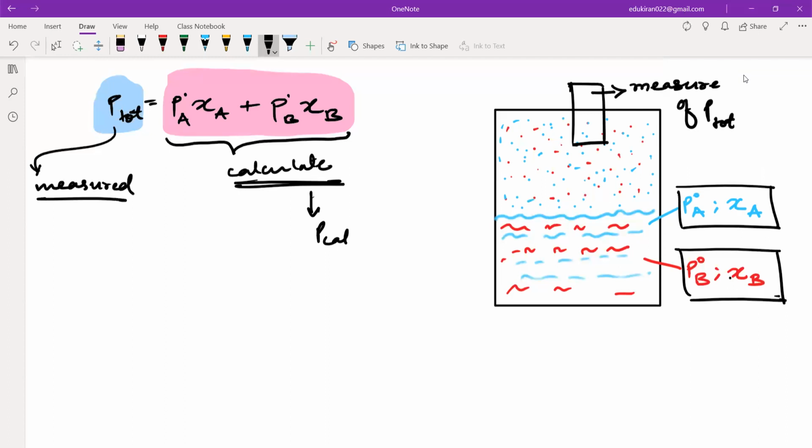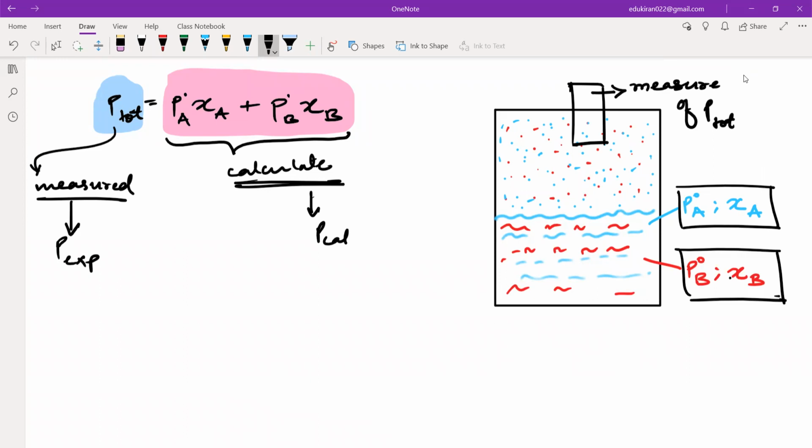And for measuring the P total, what do you have to do? You have to do an experiment, right? You have to put up an instrument, you have to measure, and you have to read whatever the pressure is. That means you are doing one experiment. Whenever you are calculating, you are not doing an experiment. You are just writing things on paper. So I will call this P experimental. Now we have two types of pressure that we have calculated.